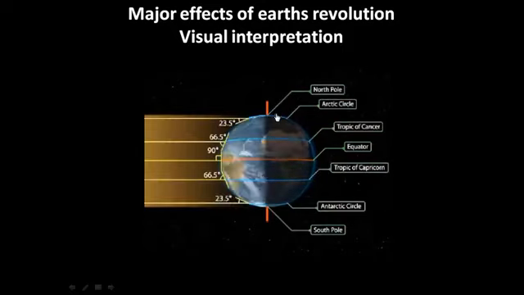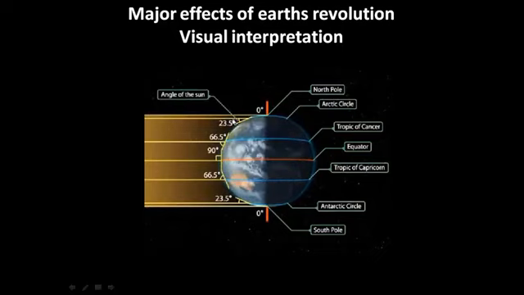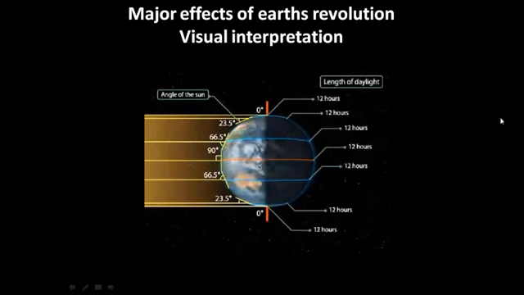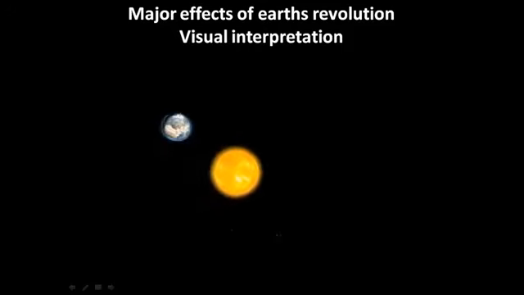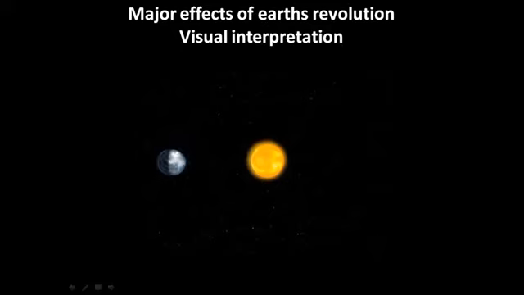These are some of the important latitudes and their angle of the sun rays falling on different latitudes. Also we can see the length of the days. 12 hours of day and 12 hours of night will be experienced. Now we'll see the position of the Earth about the sun.